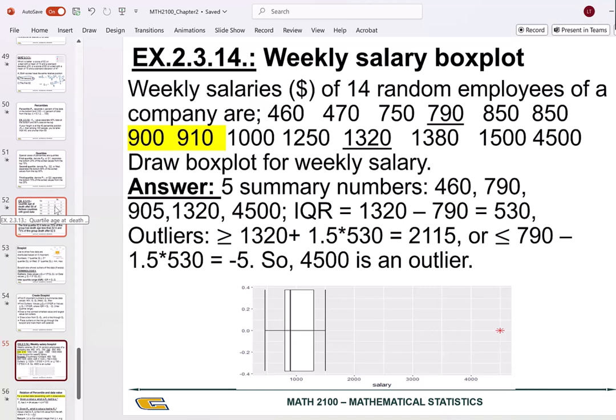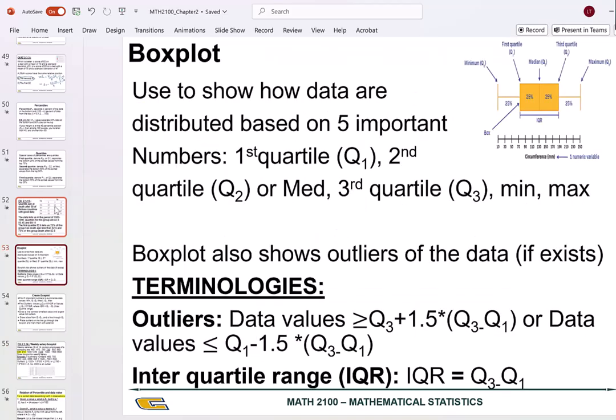And you can draw the bar here. Sometimes people don't draw the bar at the min and max, but it's up to you. In this case, they do, but sometimes they don't.